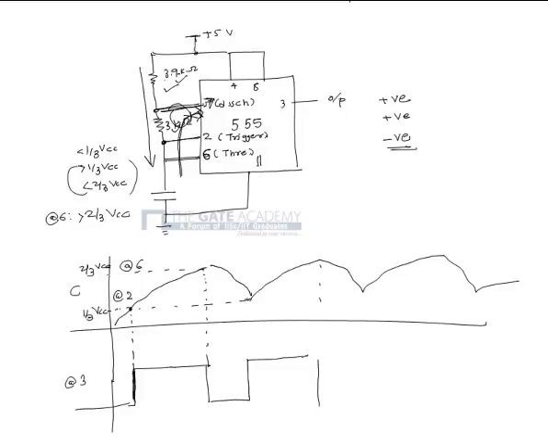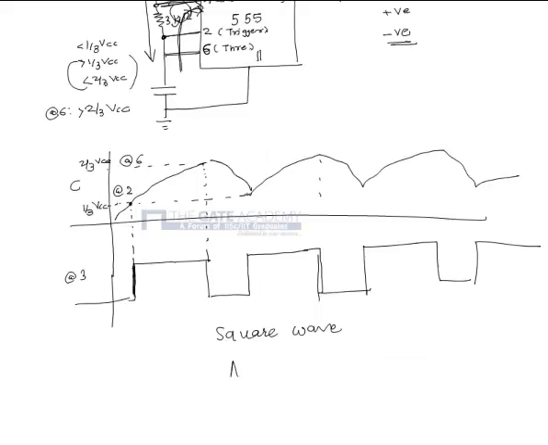Hence the output is, as you can see, a square wave, and this configuration is called an astable multivibrator. So the answer is B.